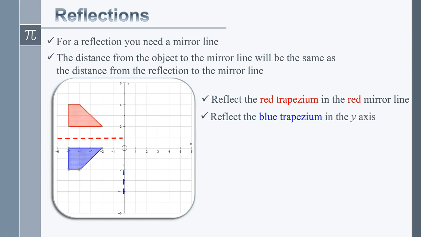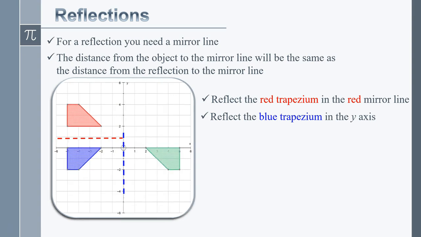Okay, now let's take that blue shape, the blue trapezium, and reflect it in the y-axis. And I've put another mirror line here on my y-axis. And again, I'm counting squares here. So I've got 2 squares from my mirror line to my point here. So that's going to be 2 squares on the other side. And all the others will follow in exactly the same way. So our reflection is going to go there, and that's our green shape. Okay, so that's reflections done.